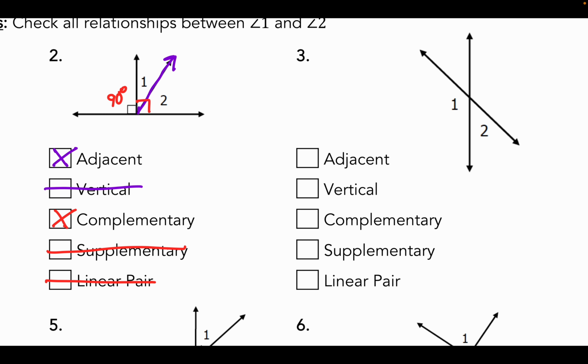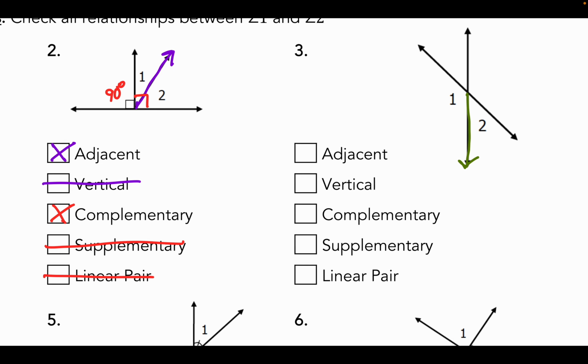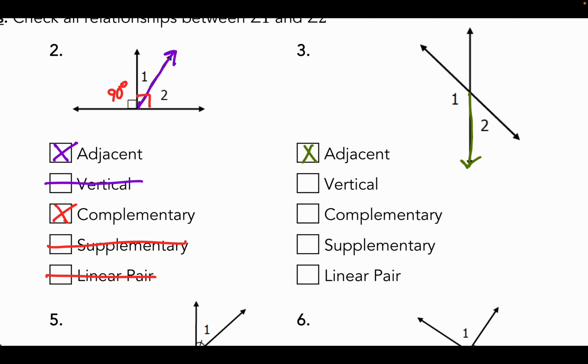Number 3, angles 1 and angles 2 have this common side, so they are adjacent. Because they are adjacent, they are not vertical. They do not add up to 90, so they're not complementary. But what they do add up to is 180, so they are supplementary. Because they are adjacent and supplementary, we do know that they form a linear pair, and you can see that here because these two angles make that line.